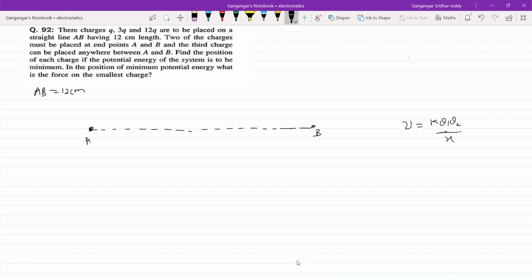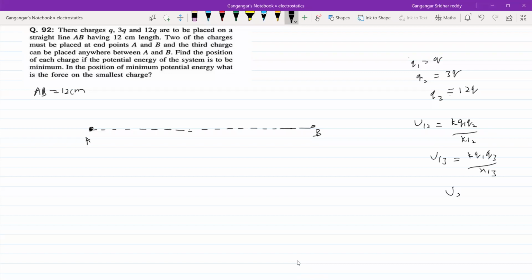See, here in the problem, we do have three charges, Q1, Q2, 3Q. Just analyze once. The interaction will be like U12 = K Q1 Q2 by X12, U13 = K Q1 Q3 by X13, and U23 = K Q2 Q3 by X23.